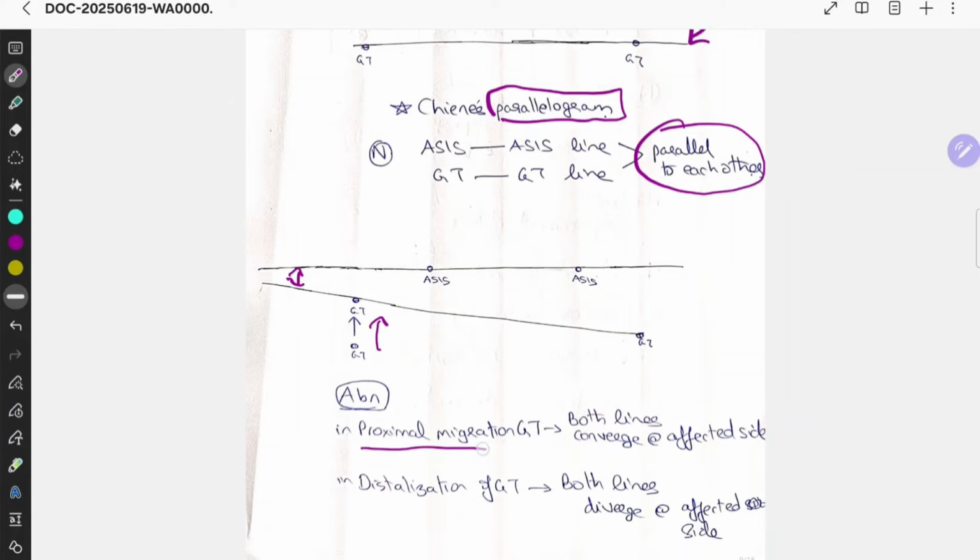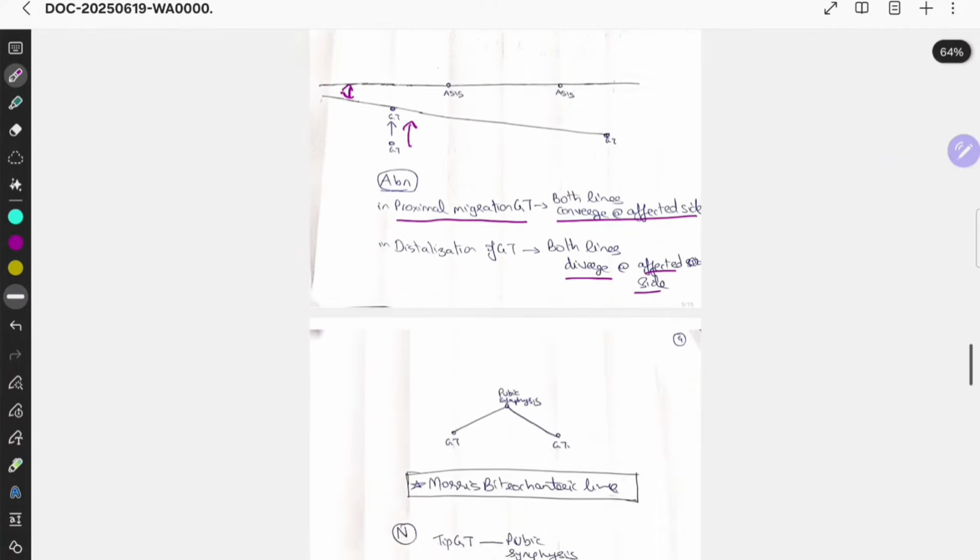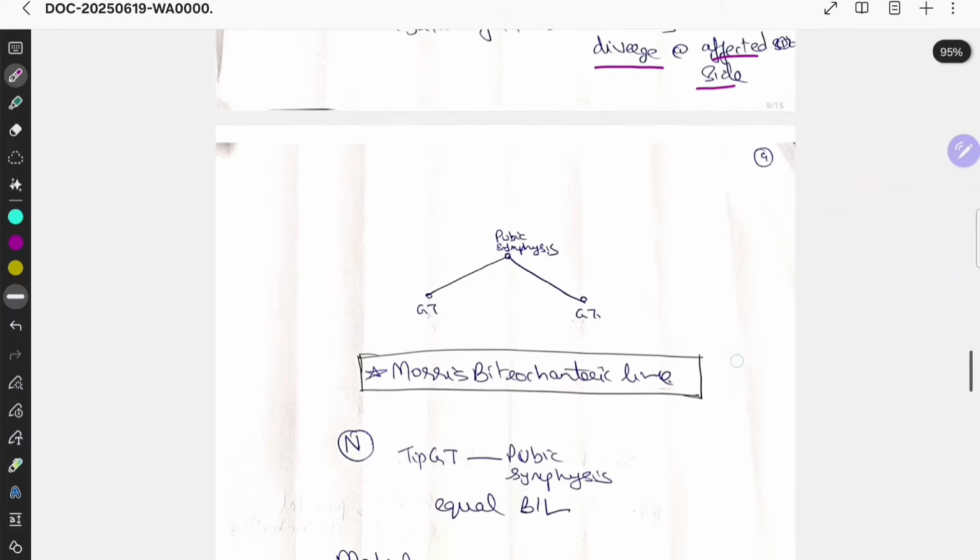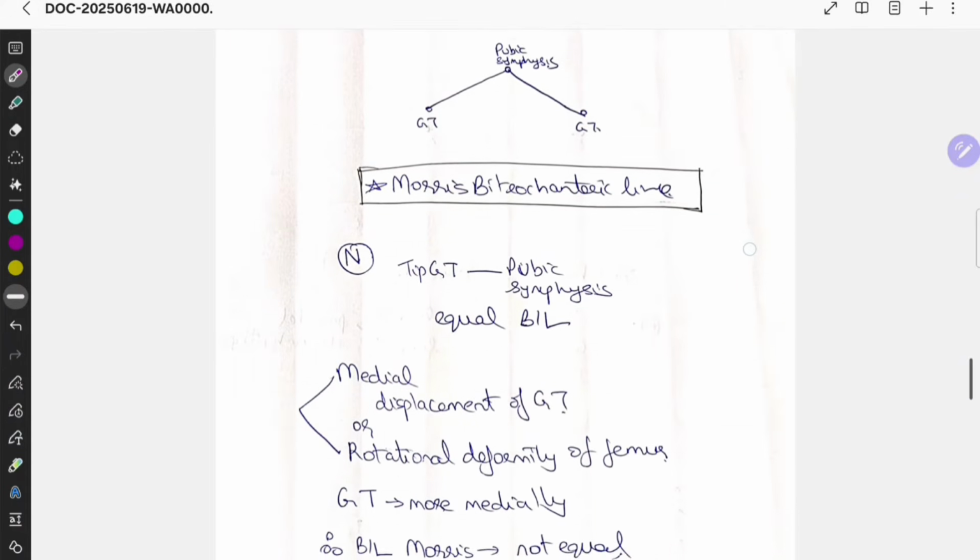So in proximal migration of greater trochanter, both lines converge at the affected side, while whenever there is distalization of greater trochanter, both lines diverge at the affected side. Okay, so that is Chiene's parallelogram. Very simple. And the last line is the Morris bitrochanteric line. So what do you do? You join a line from pubic symphysis to greater trochanter bilaterally and compare both these measurements.